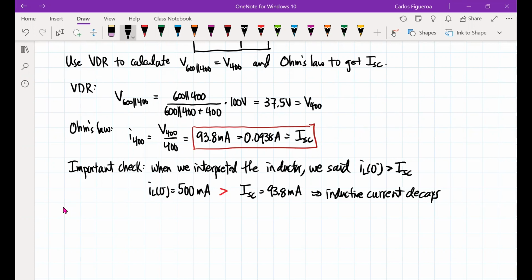Okay, now let's go to the next step. We want to determine the Norton resistance and 1 over tau.